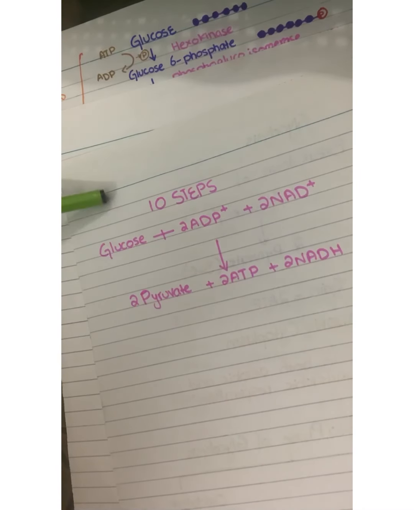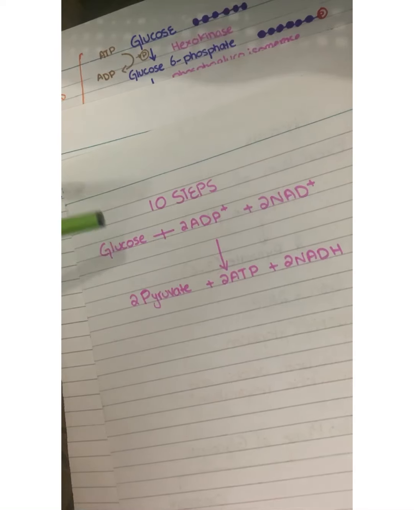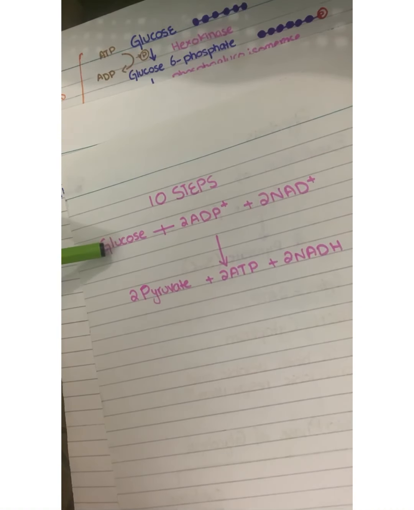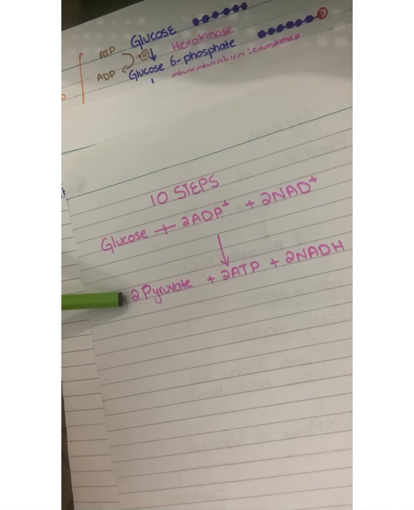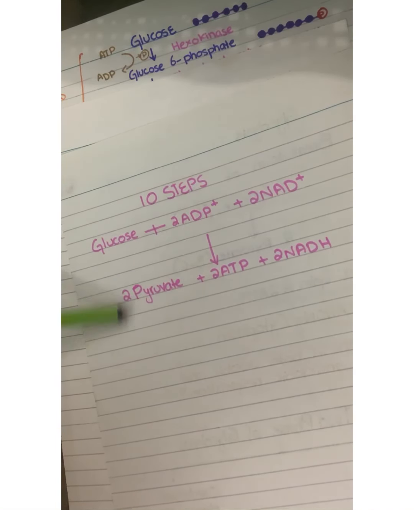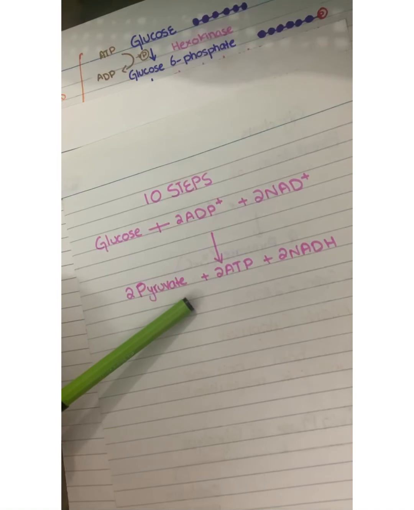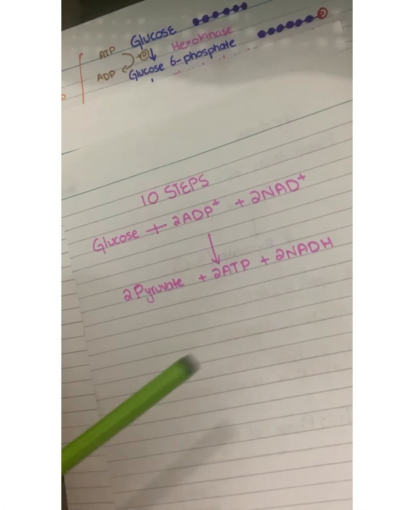So, glycolysis is a 10-step pathway that causes the breakdown of glucose, a 6-carbon compound, into 2 pyruvate, which are 3-carbon compounds, along with the production of energy in the form of 2 ATP molecules and 2 NADH.